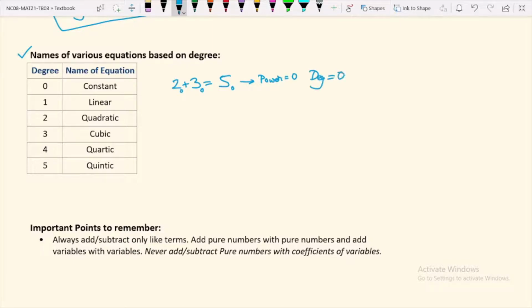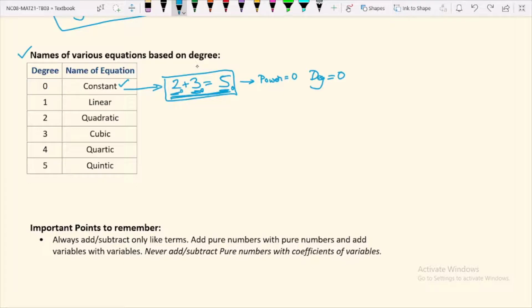If the degree is 0, then this equation is called as constant equation, because all the terms are nothing but constants. So the equation is also constant. The whole value of this equation is constant. So that equation is called as constant equation. If the degree is 0, that equation will be called as constant equation.